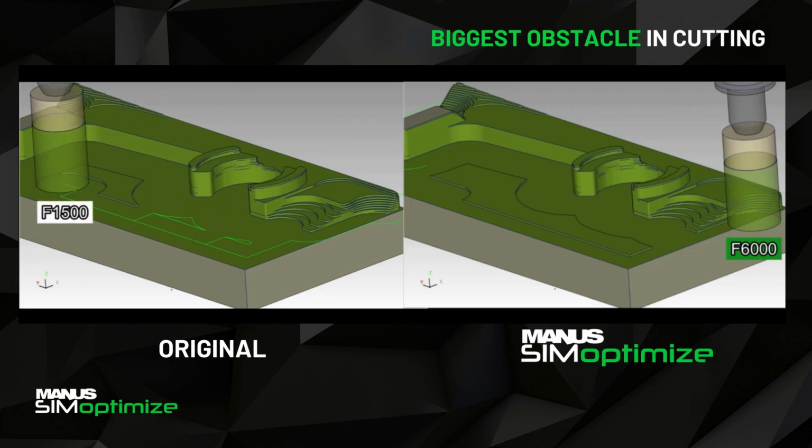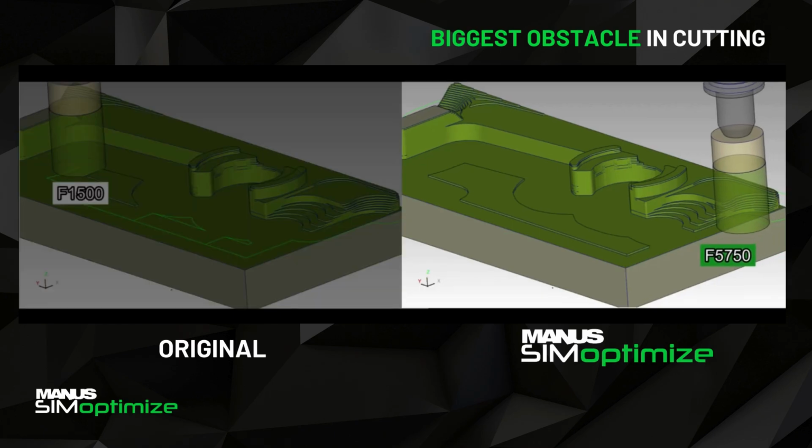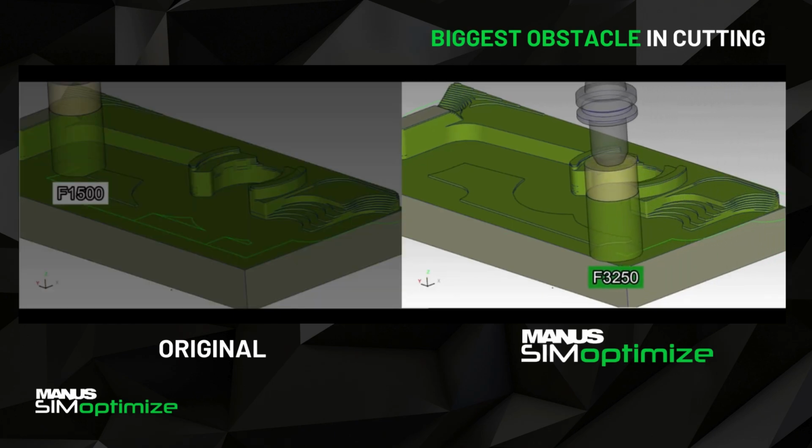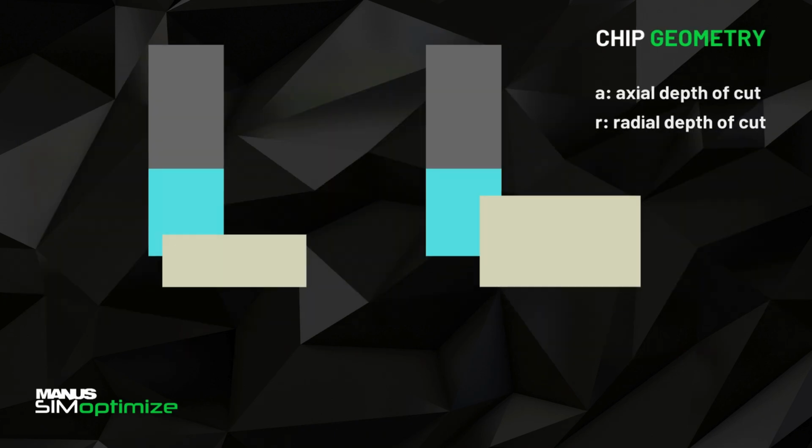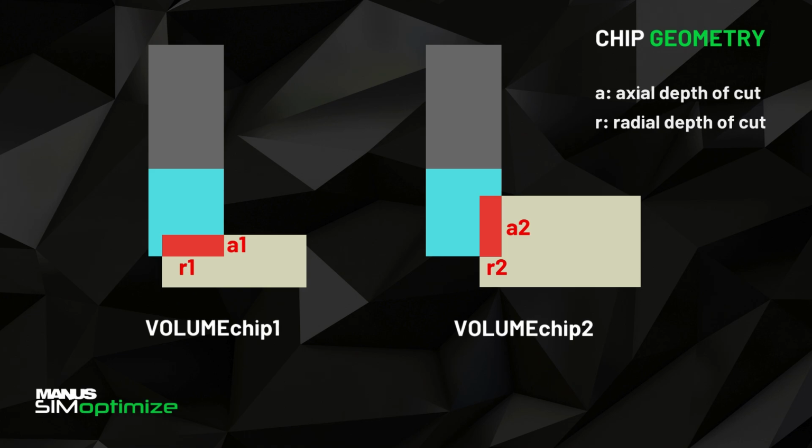The solution to this problem is to use variable feed rates that are automatically adjusted according to the changing chip volume and geometry. This means using slower feed rates for higher chip volumes and faster feed rates for lower chip volumes. Even though we mention chip volume a lot, the solution is not just about volume, but also about chip 3D geometry. MANUSsim Optimize does not solve this problem solely through volumetric calculation. The main factor is actually the chip 3D geometry.